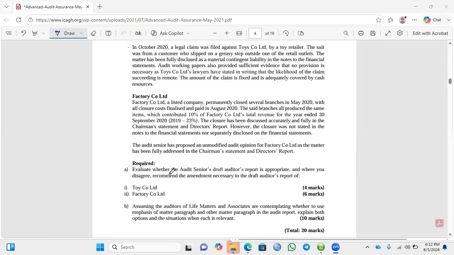Okay, thank you. I think for B, I remember when we were looking at the content, the structure of an audit report. Remember, we said there are these two important areas: the emphasis of matter paragraph and then other matter. But let's look at the A. The A is asking whether the audit senior's draft report is appropriate. So, my dear colleagues, what do you think?